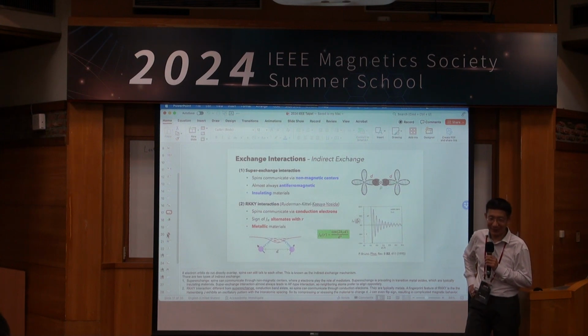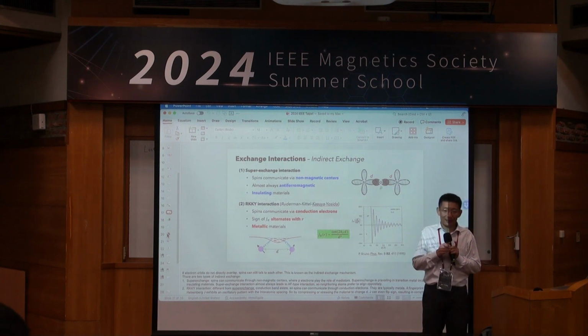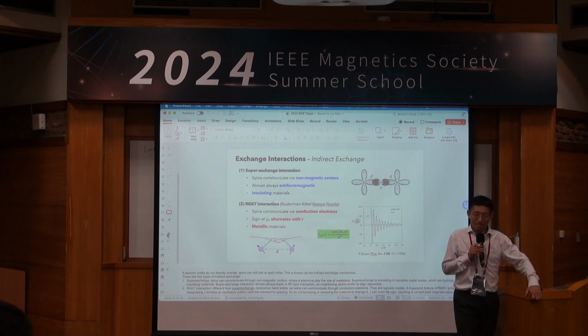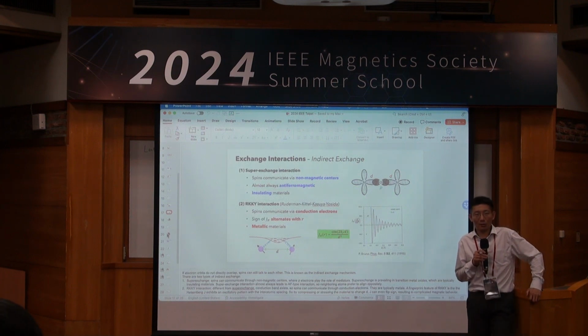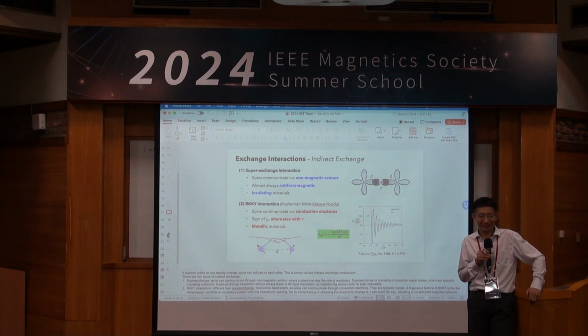So spin-orbit coupling is a determining factor whether a material will have DMI interaction. Yes, the DMI certainly does require a strong spin-orbit coupling. Okay, thank you very much.